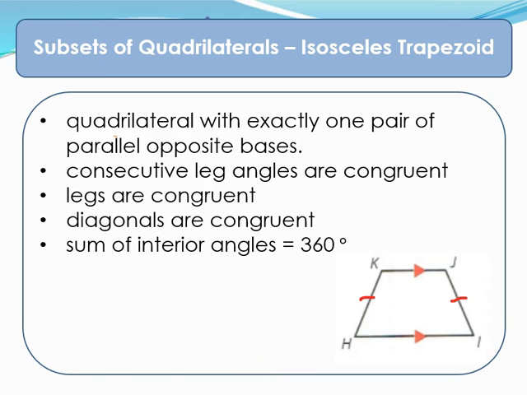So, because KH is congruent to JI, we also have base angles that are congruent to each other. So, angle H and angle I are also congruent.